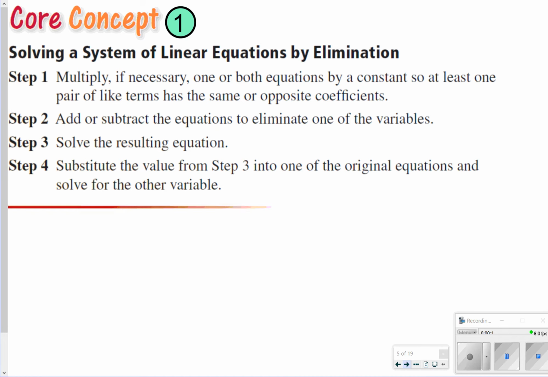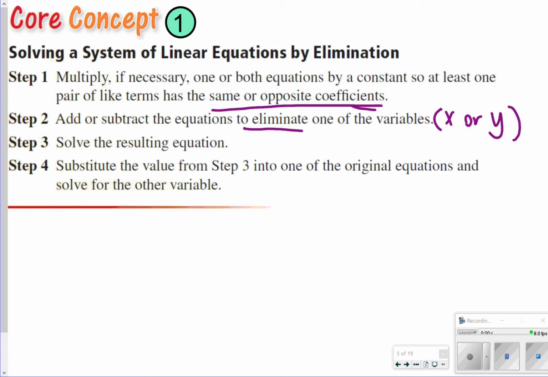The first thing, like always, is we're just going to copy down the steps of how to eliminate some linear equations. Step 1 would be to multiply, if necessary, one or both equations by a constant, so at least one of the pair of like terms has the same or opposite coefficients. Step 2, we would want to add or subtract the equations to eliminate one of the variables. One of the variables would either be x or y. And then we would solve the resulting equation, which we would be solving for x or y.